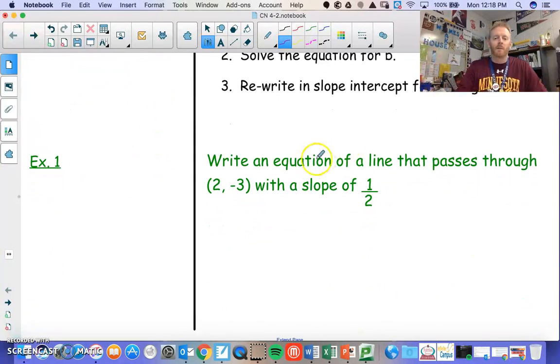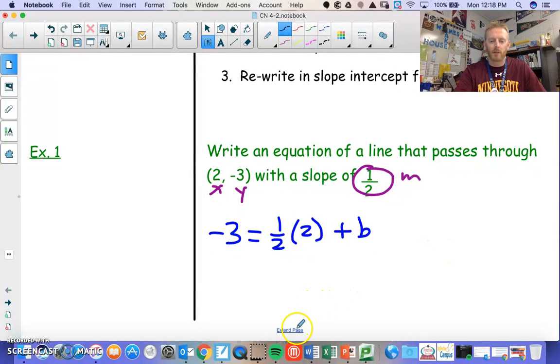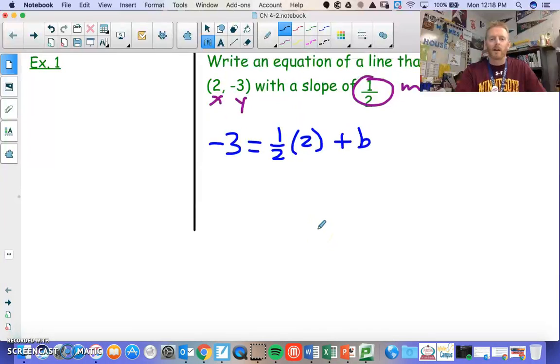Right here. So we have ourselves an x, we have ourselves a y, and we have ourselves an m. So our job is just to plug those things into the equation. So it's going to say -3 is equal to 1/2 times the 2 for the x, and then plus b at the end. Now this goes back to what we learned in chapter 2. We're going to solve this multi-step equation here. We're going to combine our like terms over here by just doing some math. So a 2 times 1/2 makes 1. So we'll say 1 plus b is equal to that -3.